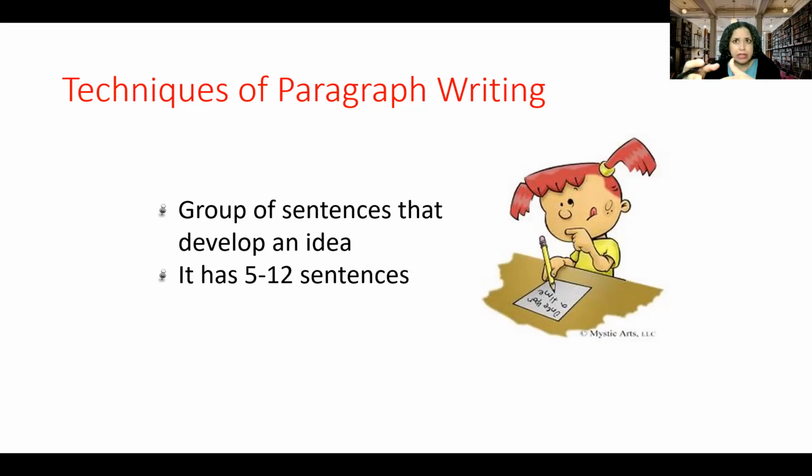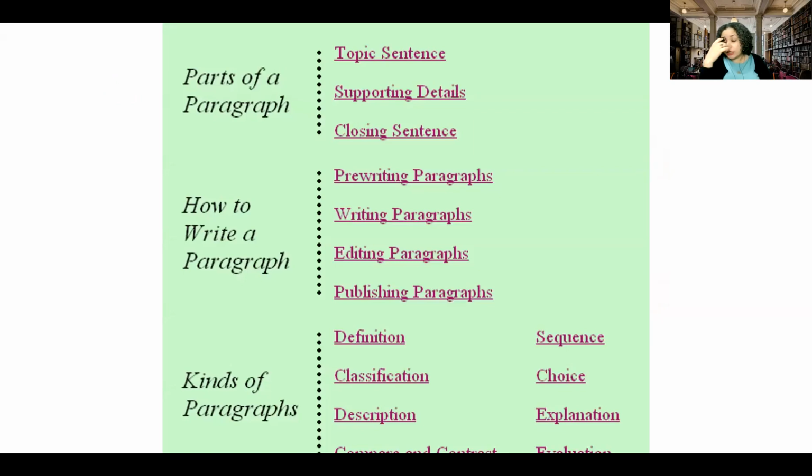A paragraph will be a group of sentences, and a good paragraph will have between 5 and 12 sentences. That's a very good recommendation, but again, it's not a rule. You need to consider that. But if you want to write good, nice paragraphs, yeah, you're going to be talking about between 5 and 12 sentences. And you just need to remember this: topic sentence, supporting details, and closing sentence.